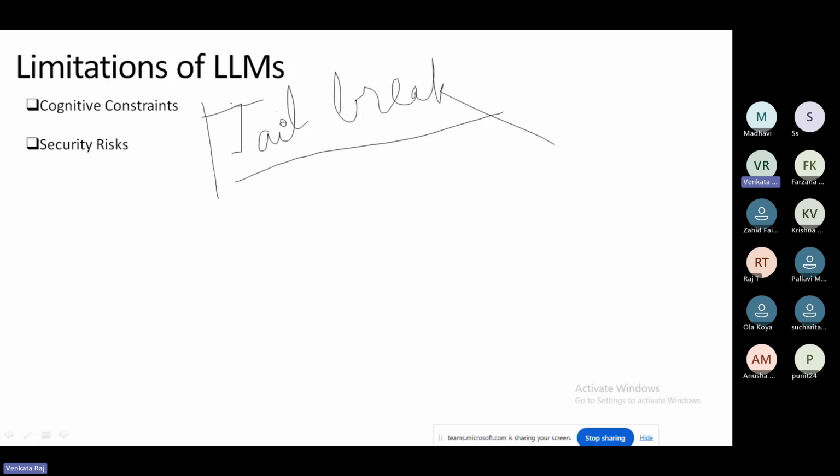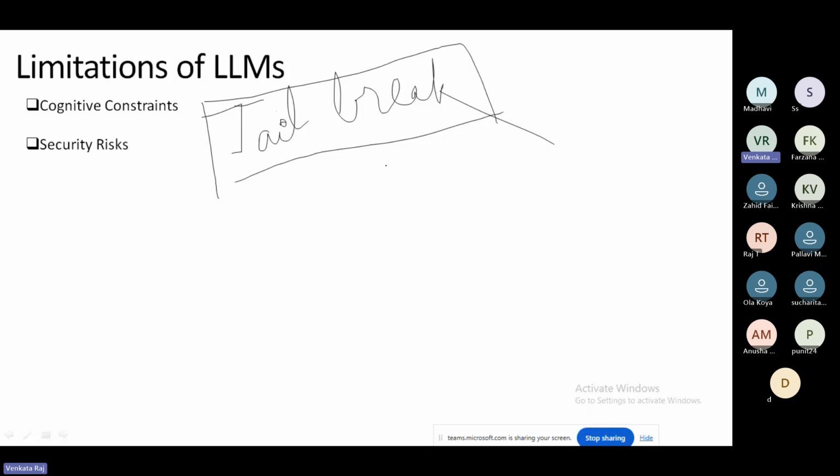term is jailbreak, guys. What will happen is someone unethically will try to trick the AI model, will try to inject some prompt in order to retrieve information, or in order to modify the AI model in such a way that it will generate hate content. Okay, it will generate bad content. Are you getting me, guys? So this is known as the jailbreak.